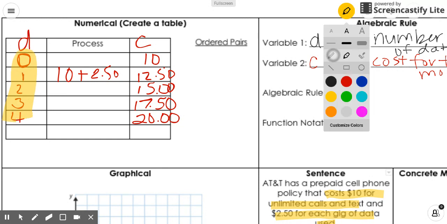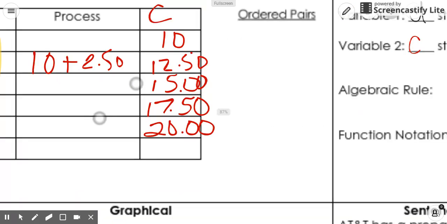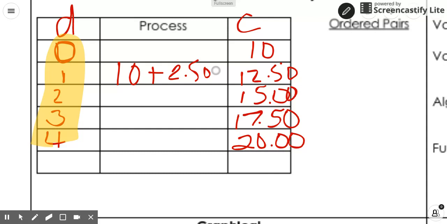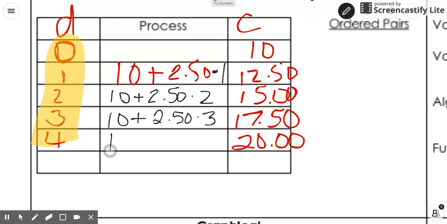So really, what we did is we did 10 plus $2.50 times 1, because there was just 1 gig of data we needed. So this was times 1. Okay, so this time we did $2.50 again, but we actually didn't do $2.50 once. We did $2.50 twice. Okay, and remember, this should be a pattern. So we have 10 plus $2.50 times 1, 10 plus $2.50 times 2. This time we had $2.50 3 times. So $2.50 times 3. So this one must be 10 plus $2.50 times 4.